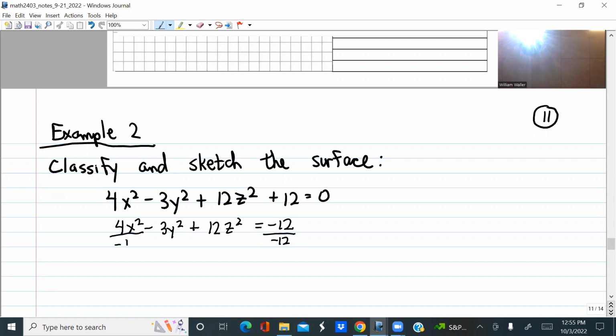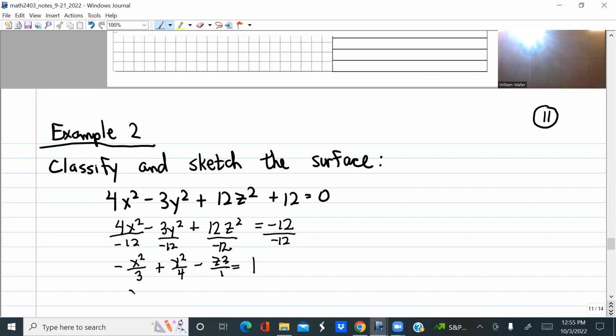Is that correct? And let's see what happens when we do that. What do we get here? This becomes minus x squared over 3. Is that right? But this becomes plus y squared over 4. And then this becomes minus z squared, which I can write as z squared over 1 if I want to. So I have it like this.